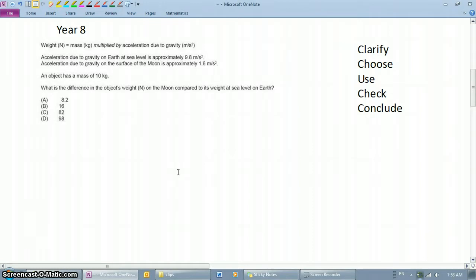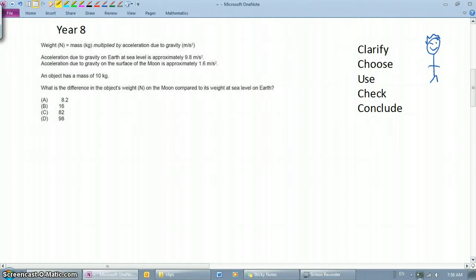Today in episode 2 we will be doing a Year 8 science-based question, and we will be stepping our way through it using, of course, Chucky and the strategies of clarify, choose, use, check and conclude. If we don't understand clarify, choose, use, check, conclude, go and check out episode 1.